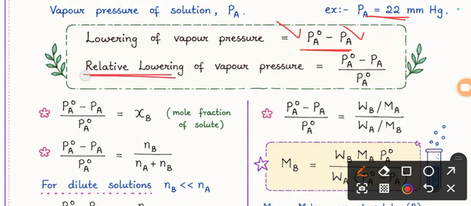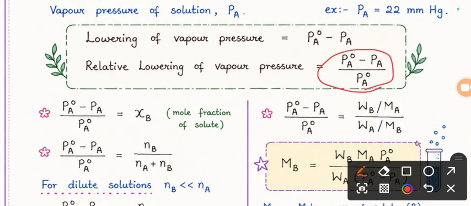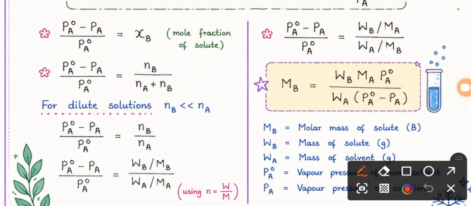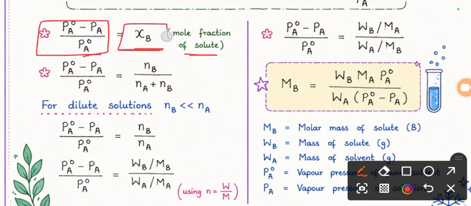Relative lowering of vapor pressure can be written as the ratio of P naught A minus Pa divided by P naught A. This is the formula of relative lowering of vapor pressure, and its value depends on the mole fraction of solute you have dissolved. So relative lowering of vapor pressure is equal to the mole fraction of solute, Xb.